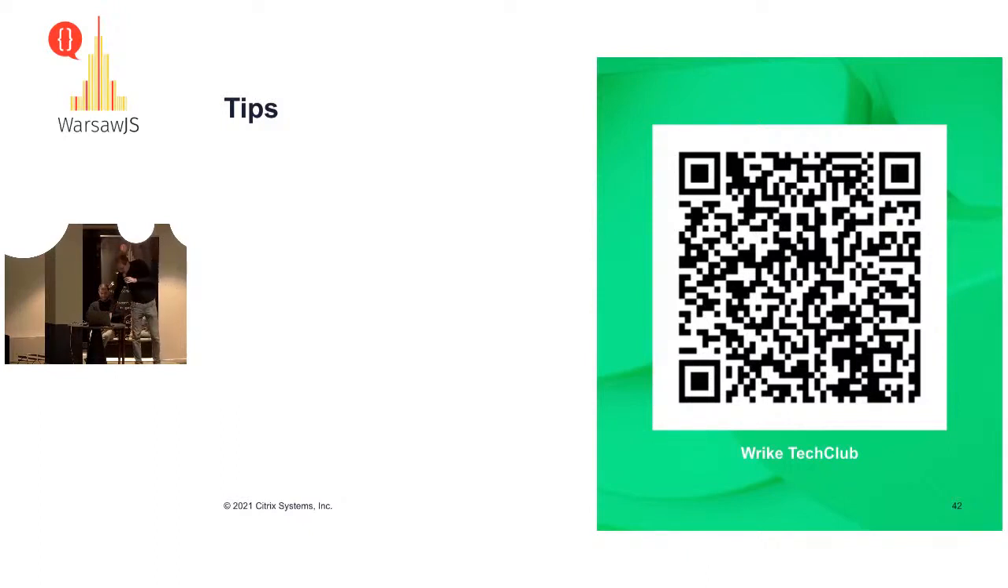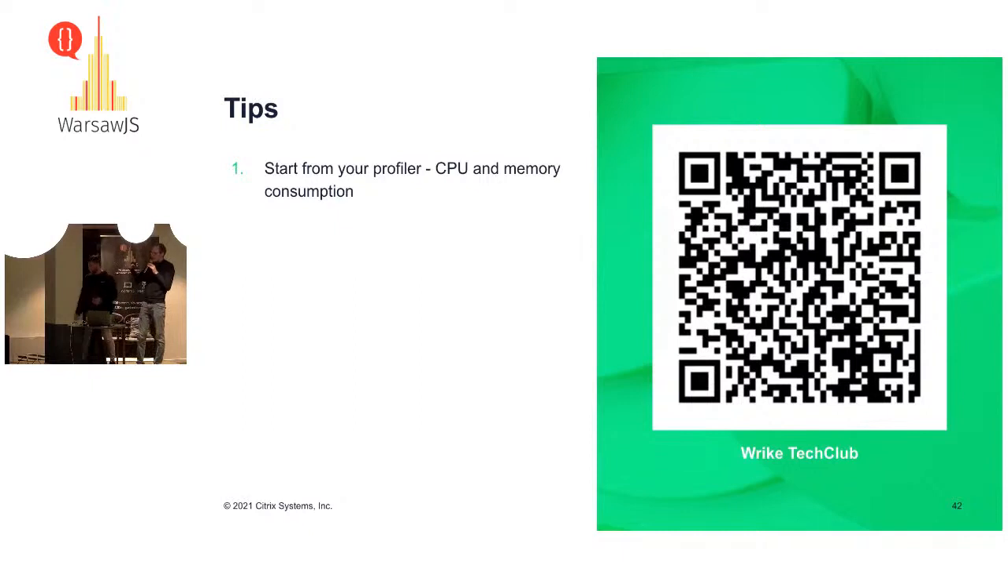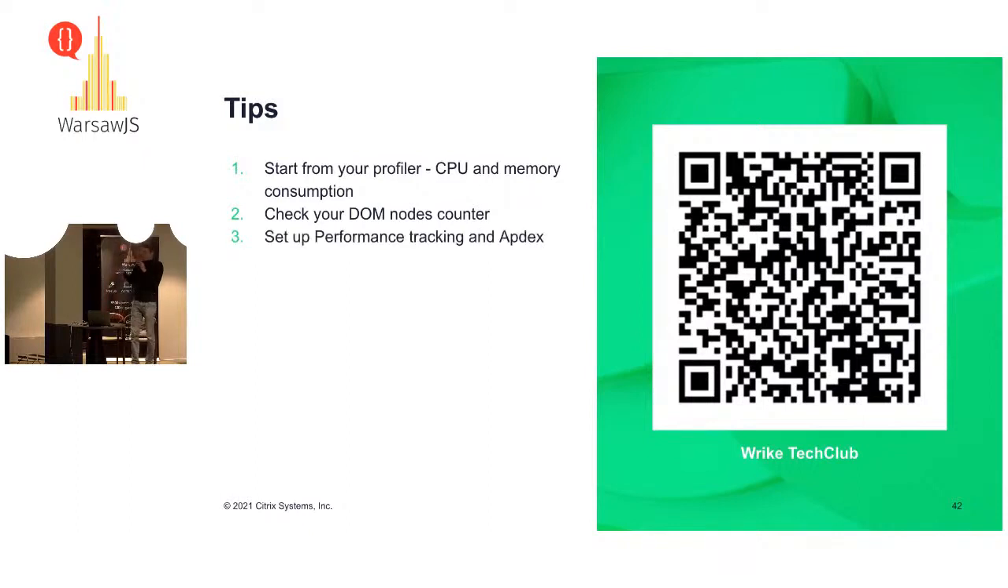And as an outcome of this talk: what if I did this again? How would I avoid it? Sure, I will start from the profile and check GPU and memory consumption and go deep inside. Check my DOM nodes counter and make sure it doesn't exceed 1,500 DOM nodes per page. I will try to set up performance tracking and updates to understand the real picture from the customer side, because I can have good performance on my machine, but they don't.